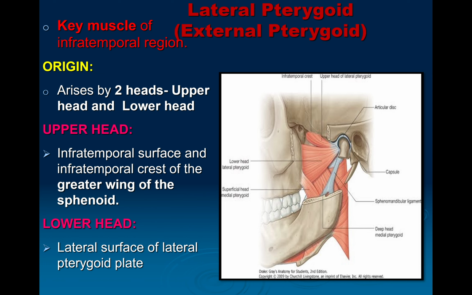Lateral pterygoid or external pterygoid is the key muscle of the infratemporal region. Lateral pterygoid arises by two heads, the upper head and lower head. The superior head of the lateral pterygoid originates from the greater wing of the sphenoid bone, which is a bony protrusion located on the sphenoid bone. The inferior head of the lateral pterygoid originates from the lateral surface of the lateral pterygoid plate.